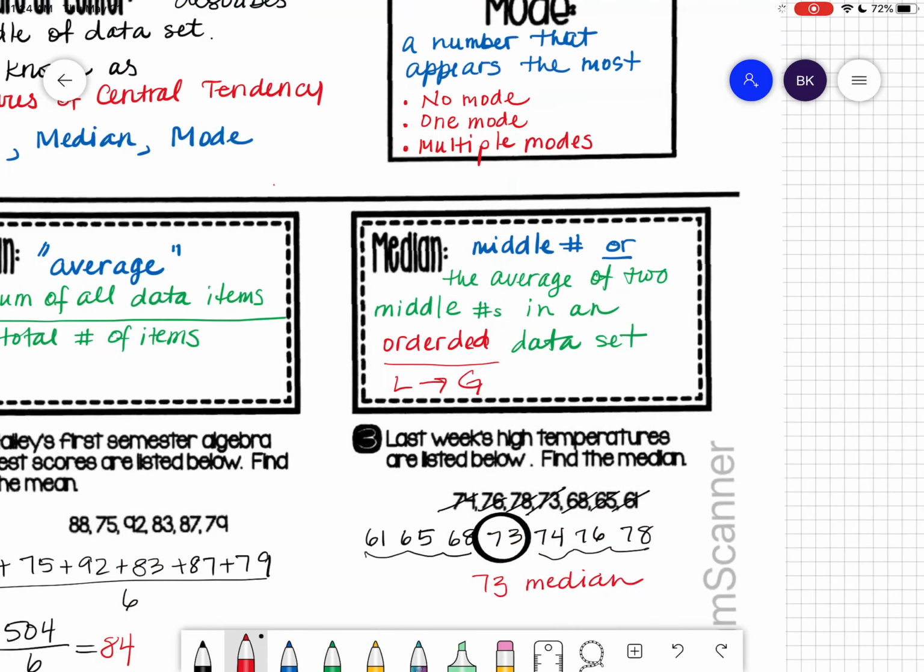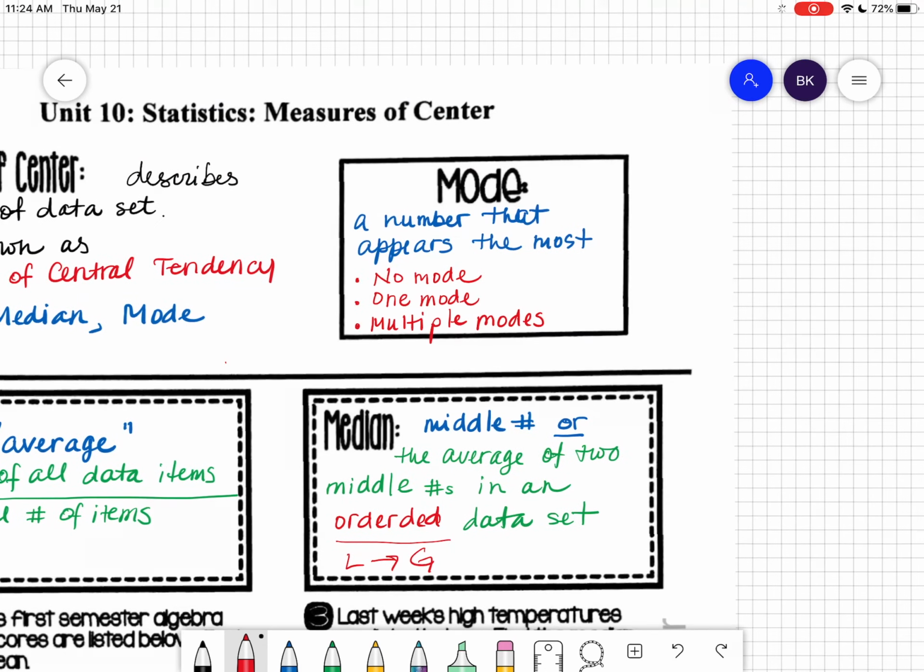The final measure of center I'm going to discuss is the mode. It's the number that appears the most in the data set. We can have 3 types of modes. We can have no mode, where none of the numbers will repeat. One mode, where one number will repeat. And multiple modes. Multiple modes means more than one number will repeat the same amount of times.